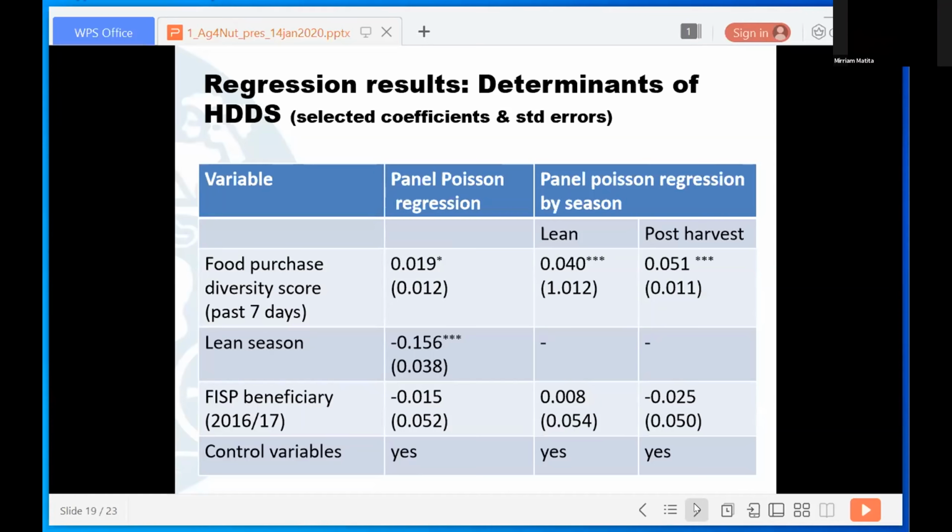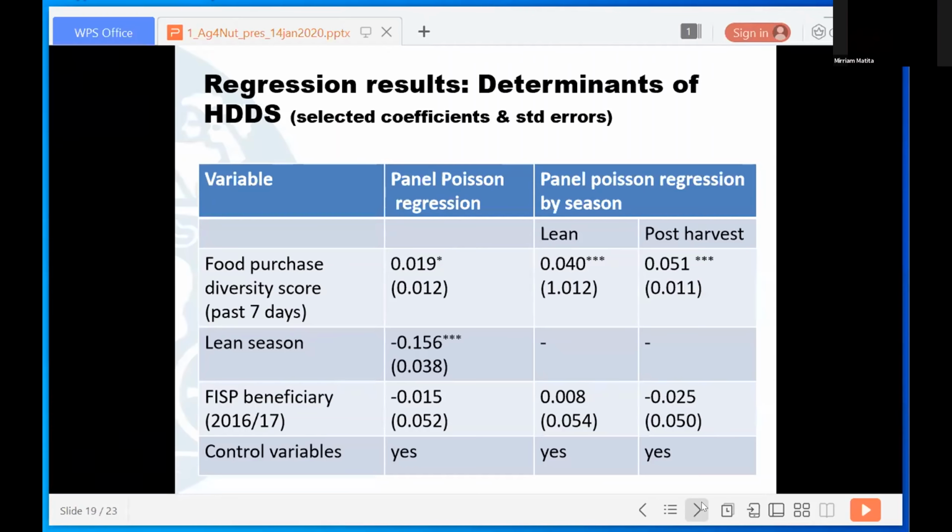And again, in the lean season, the household dietary diversity was lower than the post-harvest season. When we split the data between the lean season and the post-harvest season, what we found was that still our measure of food purchase diversity score was significantly influencing household dietary diversity. But what is of more concern was that the large-scale program that the government is implementing, the farm input subsidy program, was not influencing the household dietary diversity. These models included control variables, including age of the household head, asset, and the gender of the household head, among others.